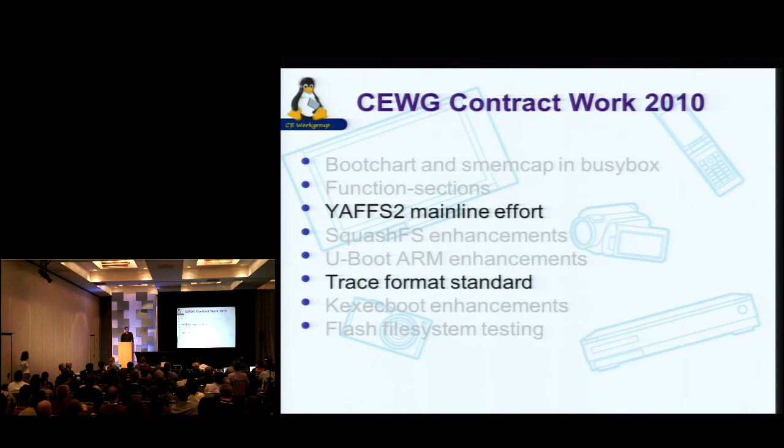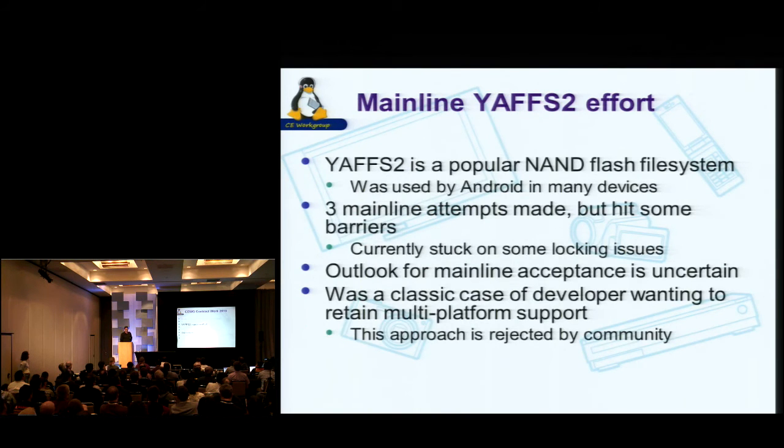Two I want to highlight are our YAFFS2 mainline effort and the trace format standard. YAFFS2 is a popular NAND flash file system, was used in Android, and is still being used in a lot of embedded devices. Three mainline attempts were made, but we really hit some barriers there. The last status I got on this was back in April or May, and it was stuck on some locking issues. So the outlook for mainline acceptance is kind of low.